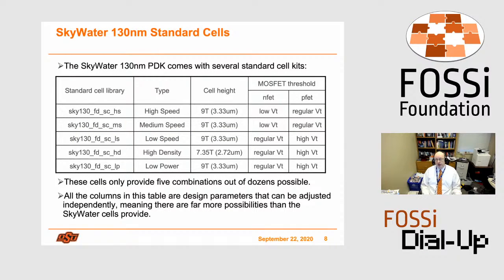So the SkyWater 130 nanometer PDK also has some standard cells. They're listed here, and they have various cell heights, 9 tracks to 7.35 tracks. They also have several threshold voltages that they utilize to sort of target certain types in what they're doing. These cells only provide 5 combinations out of a really dozen of possibilities. And all the columns in the table are design parameters that can be adjusted independently, meaning there's really far more opportunities for these cell sets.